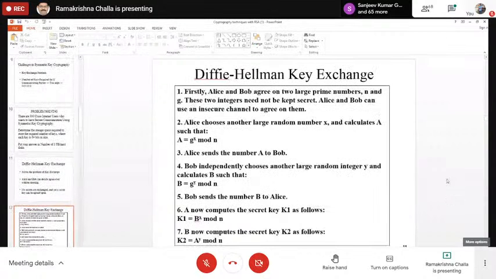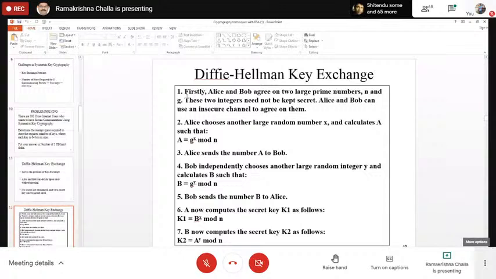So Diffie-Hellman key exchange is very simple. Listen very carefully to me. I'll give you one example, then you will solve that. After that, we will take another 10-15 minutes and wind up. I'll not take much time, as I have been given only 1 hour.